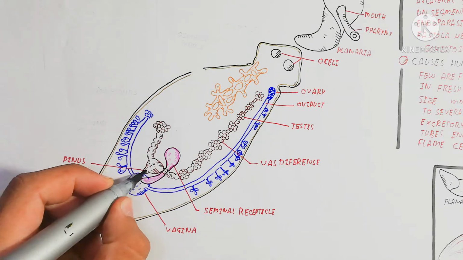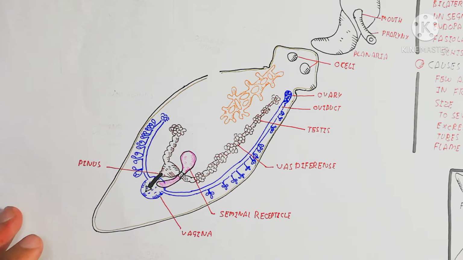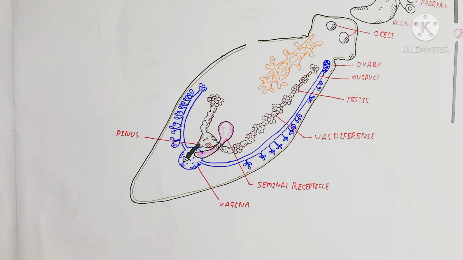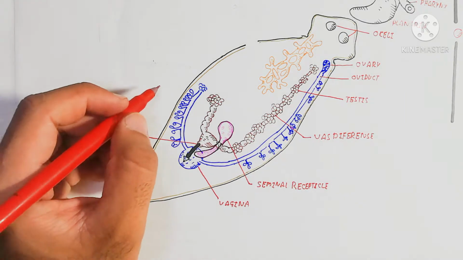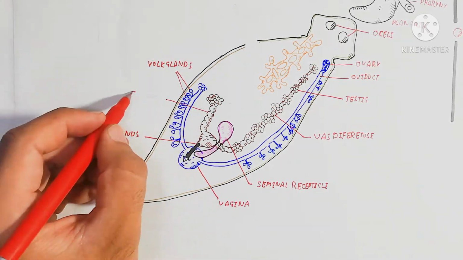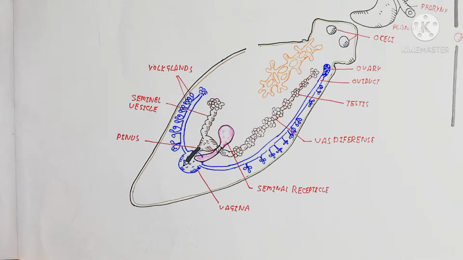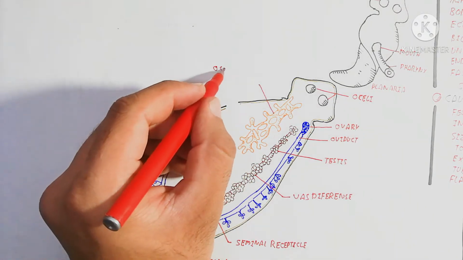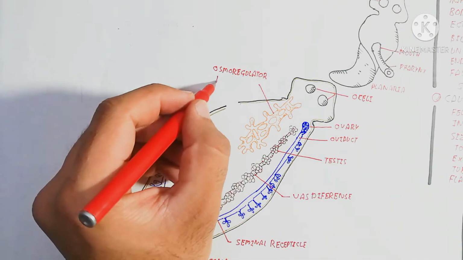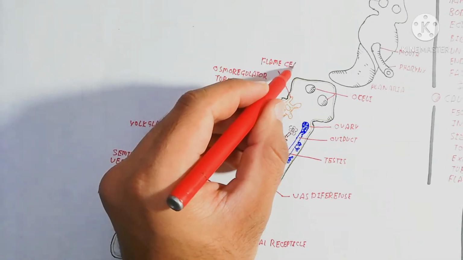That is why having male and female organs in the same individual is known as hermaphrodite, also called bisexual. The hermaphrodite is protandrous. Protandrous means the male reproductive organ develops before the female. Here the yolk glands are present, which provide the ovum. Here is the seminal vesicle, and here is the penis, and here is the seminal receptacle.